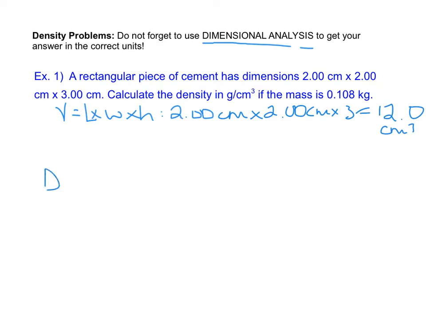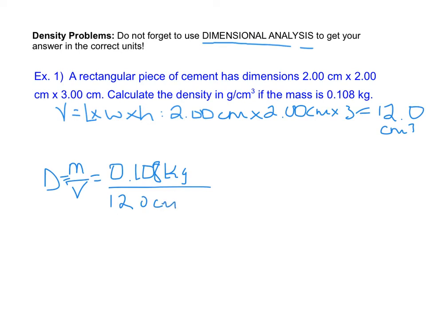I know density is mass over volume, so I'm going to start my t-chart with mass on top. So I'm going to start with my 0.108 kilograms on the top per 12.0 centimeters cubed on the bottom. This is a unit of density, but it is kilograms per centimeter cubed, and we needed to find grams per centimeter cubed, so we don't quite have the right units yet. So you've got to keep chugging along here.